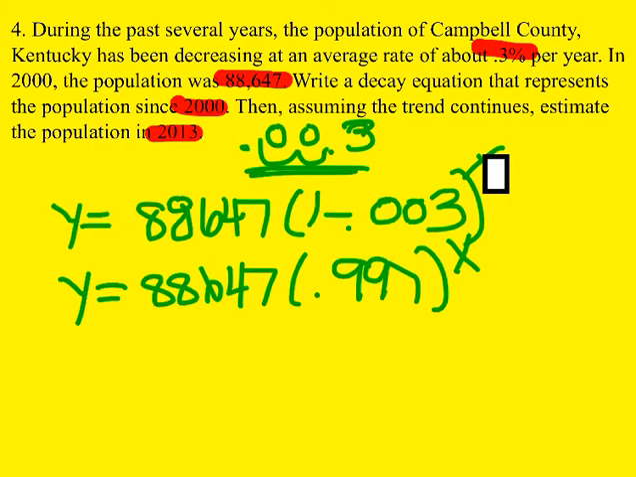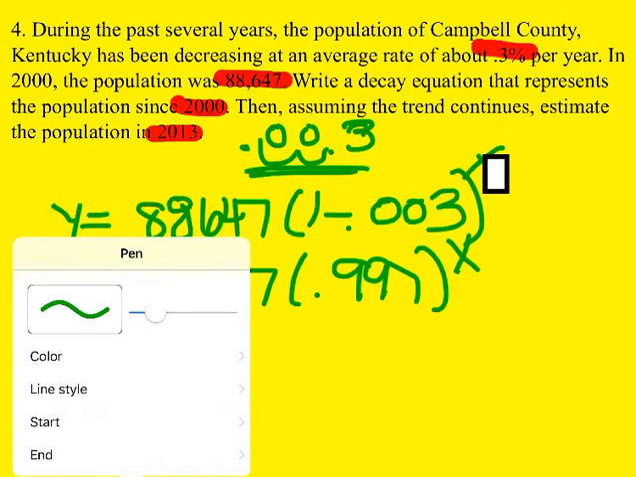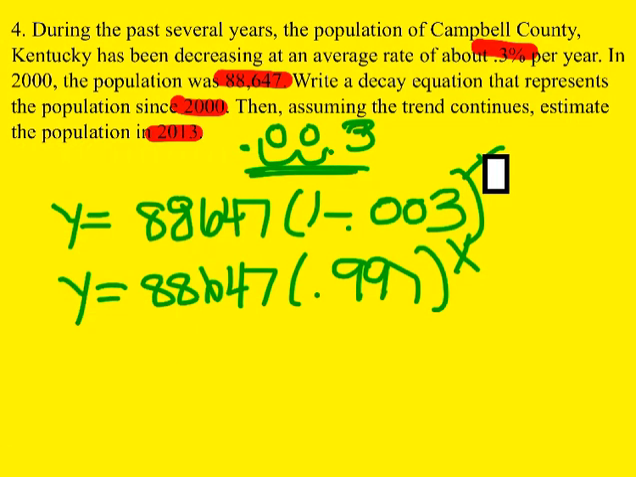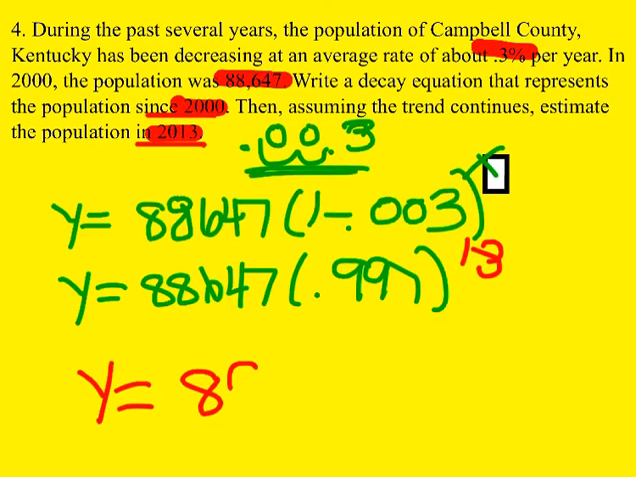So it asks us to figure out what the population is going to be in 2013. So let's go ahead and do that. What we're going to do is take away the x. Between 2000 and 2013, there's going to be 13. Okay, so now we can go ahead and calculate that out. 88,647 times 0.997 to the 13th is 85,251 people. Okay, so let's take a look at number 5.